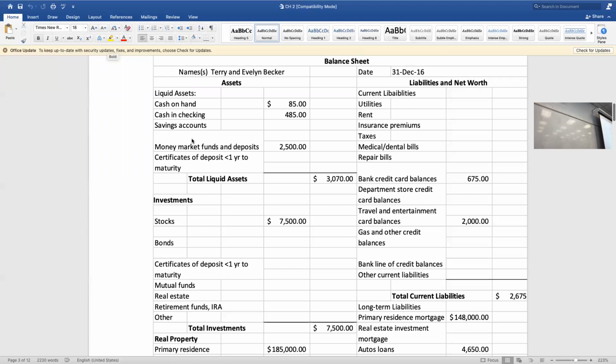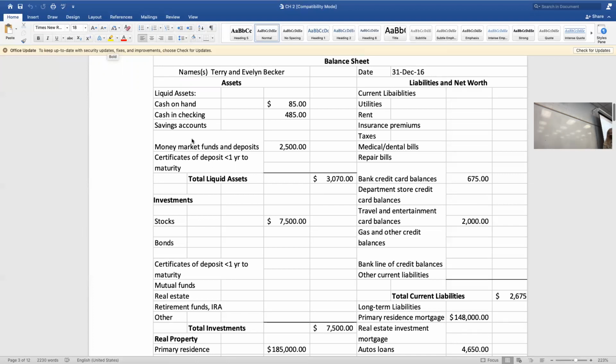Money market funds, and we're going to go over chapter 4 today, so we're going to learn more about these specific accounts. The money market account, $2,500. So their total liquid assets should have gotten $3,070. They have $7,500 in stocks. They don't have anything else here.